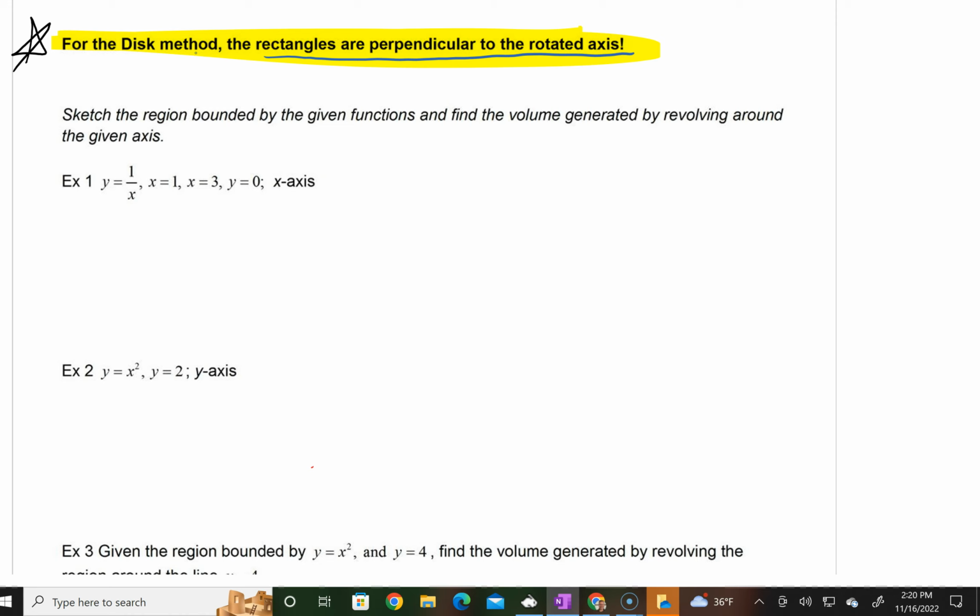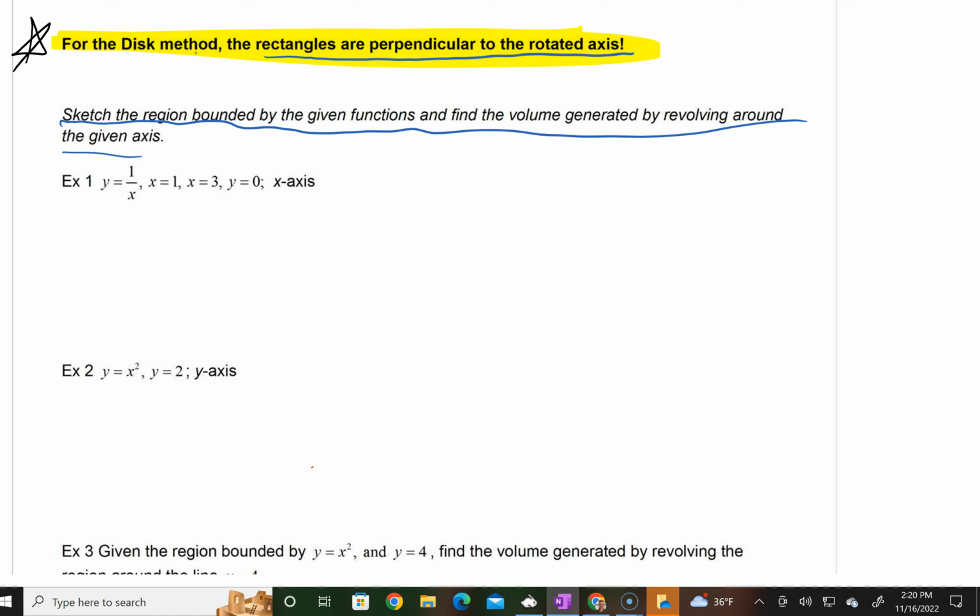If you set up a rectangle perpendicular to your rotated axis, especially when things get more complicated, that will unlock the problem for you. Okay? So watch what the directions are. Sketch. It doesn't have to be a super accurate picture. Just make a rough sketch and draw one rectangle, and then that can really help you out.